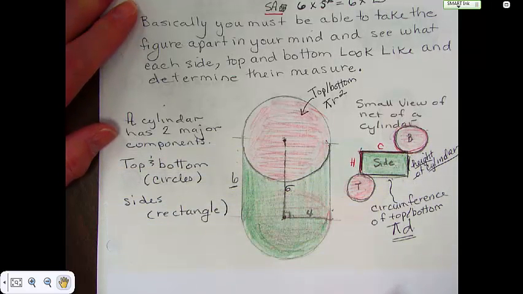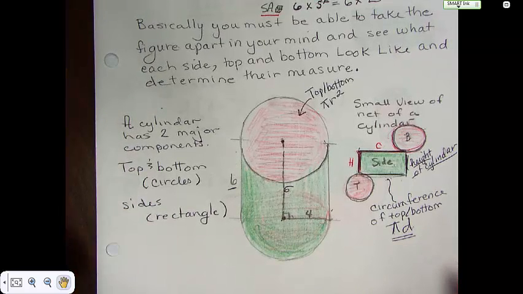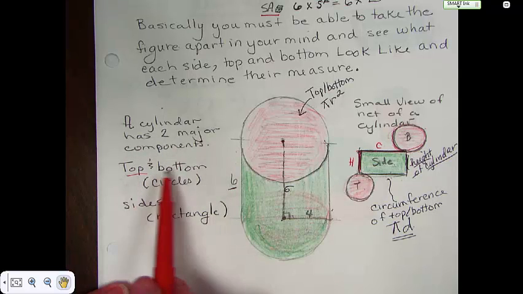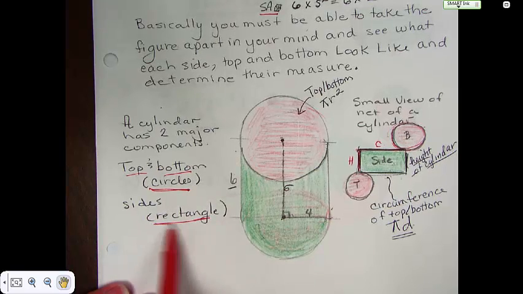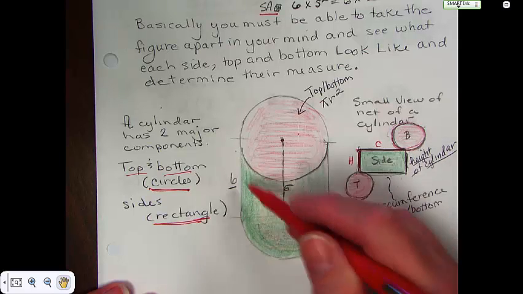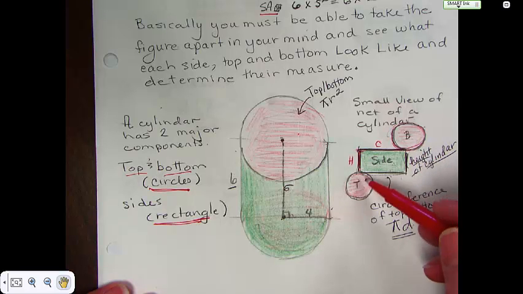Now we're going to look a little bit at a cylinder. Cylinders are, of course, what you get your canned vegetables in. Some of your pop comes in a cylinder, the smaller cans. Tuna cans are cylinders. They're short, but they're still cylinders. A cylinder has 2 major components. It has the top and the bottom, which is a circle, and then it has the side, which is a rectangle. So top, bottom, side. Side goes all the way around. The side looks like a rectangle. Here's the bottom and the top.